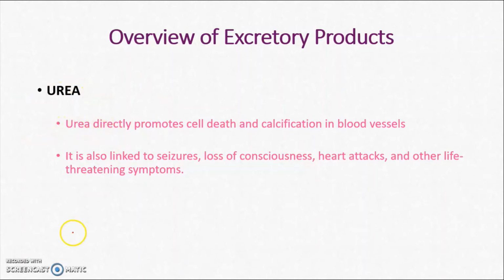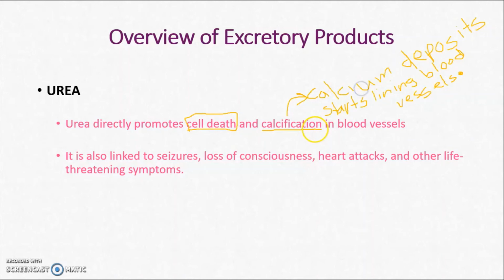First of all, urea directly promotes the death of cells, or cell death. It can also lead to calcification in blood vessels. That's where calcium deposits would start lining your blood vessels. That's what calcification in blood vessels means.